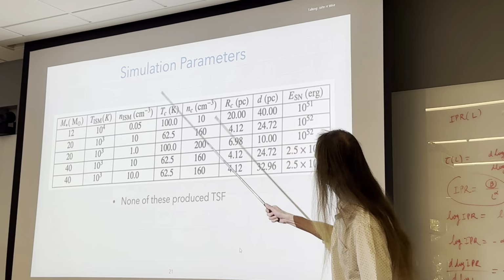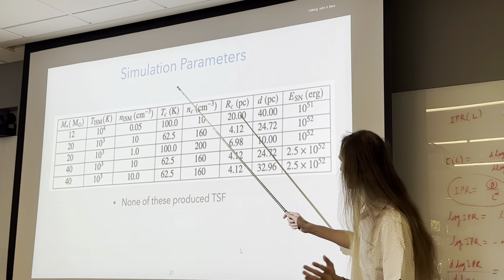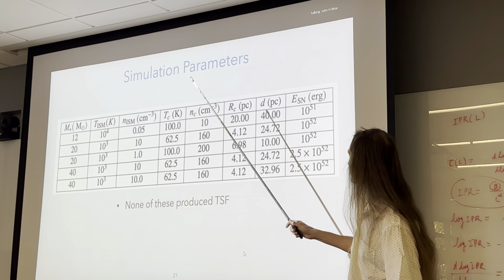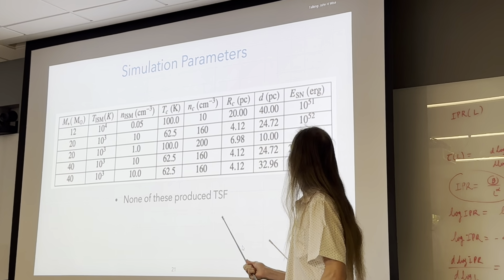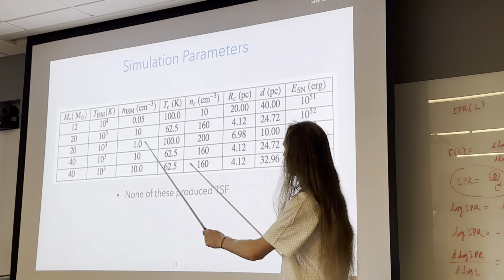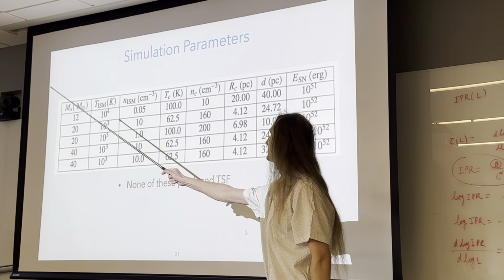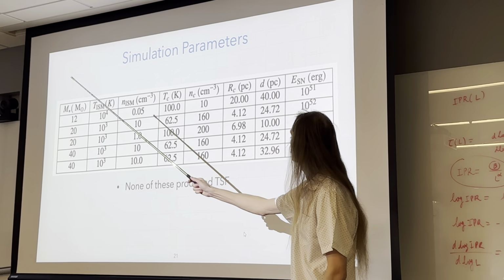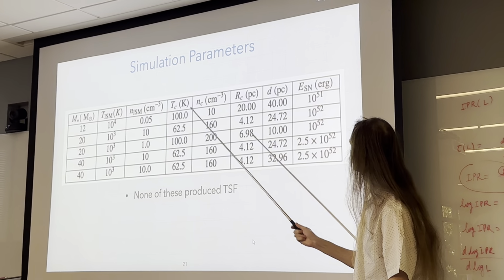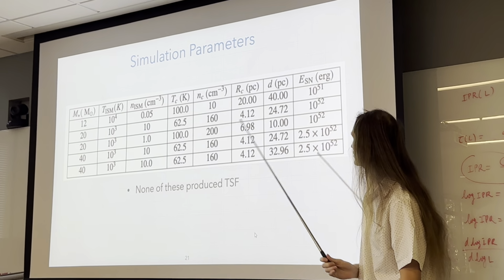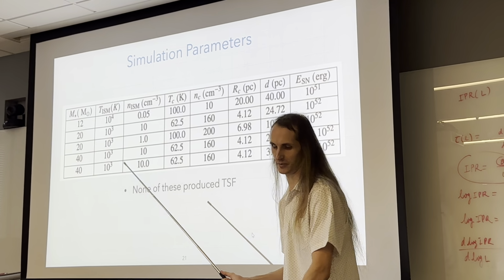So we ran multiple simulations. These are some of the main ones. We ran actually a bunch of others that either didn't work or failed, but here are some of the main ones that we ran. Varying lots of parameters like the mass of the star, the temperature and density, the distance, the radius of the star, the supernova energy. None of these produced triggered star formation.